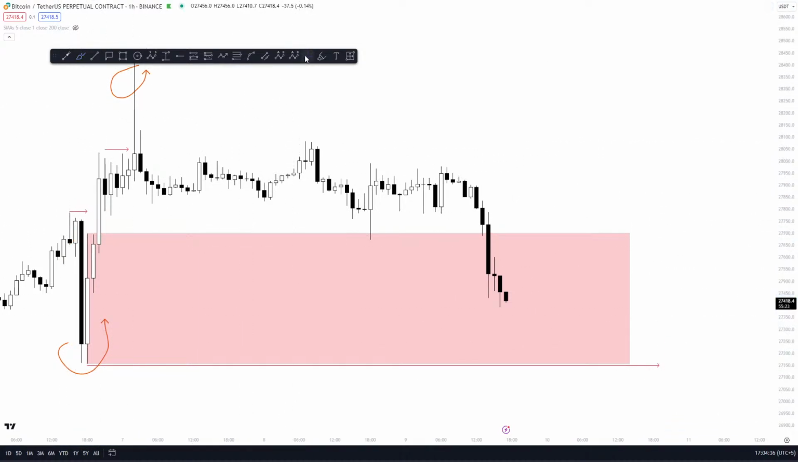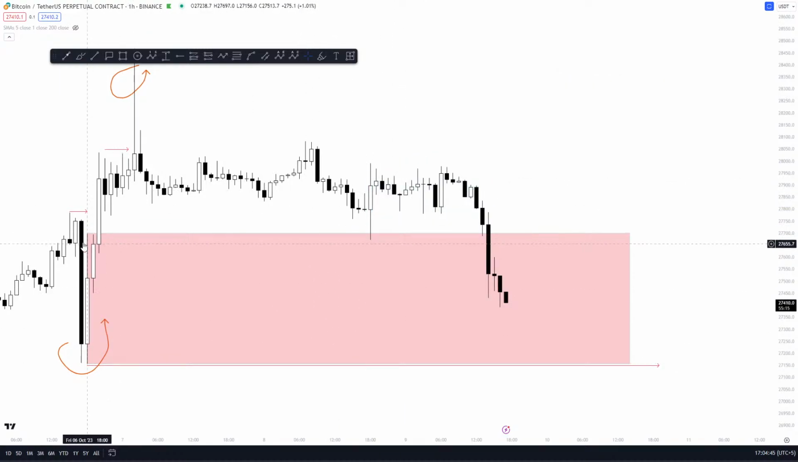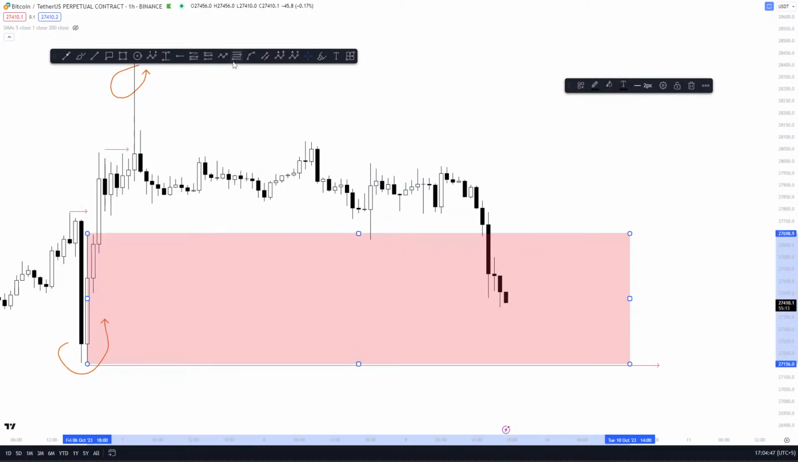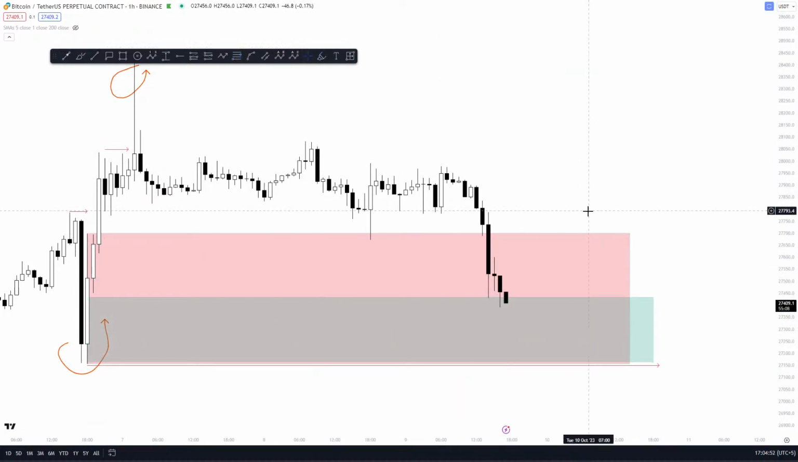I will obviously not go with this big demand, because if I go for a long from here, I have to put my stop loss below this one. So I will not recommend this one. That's why I will refine it to 50% like this, and 50% is still having more zone.